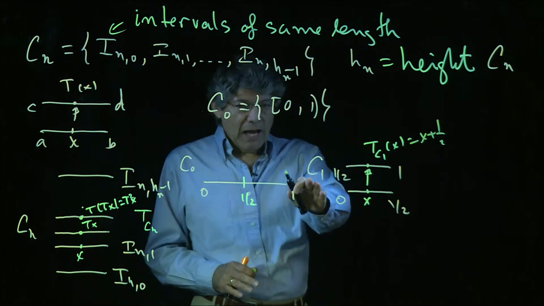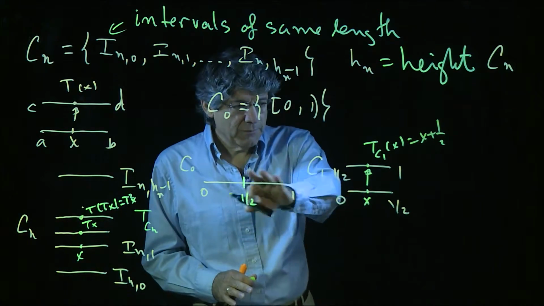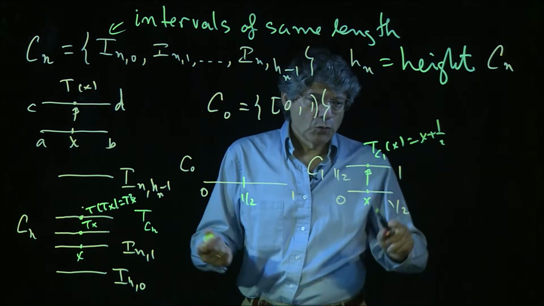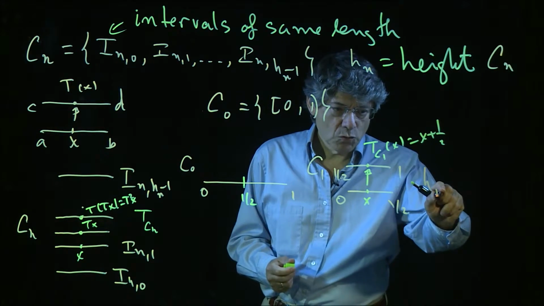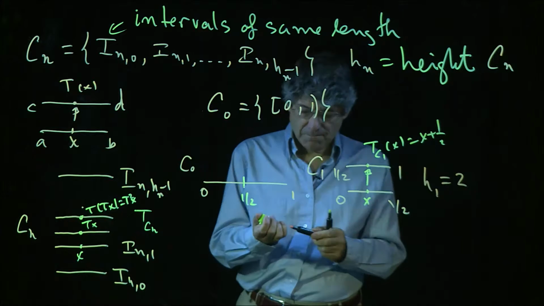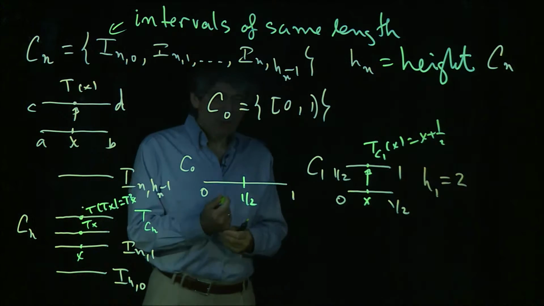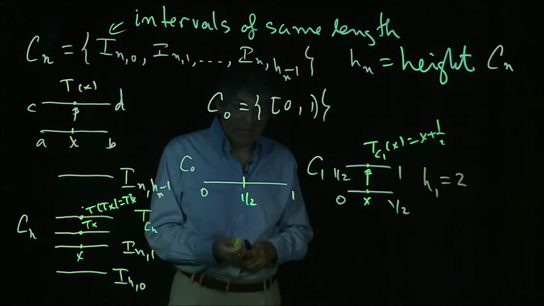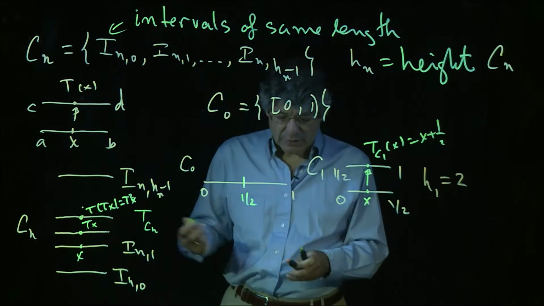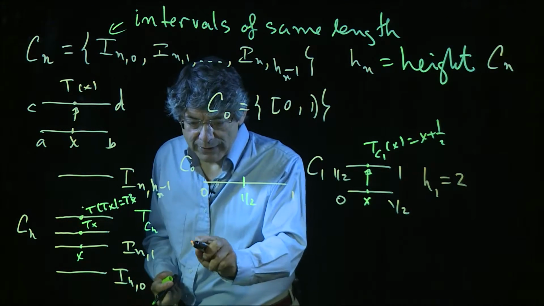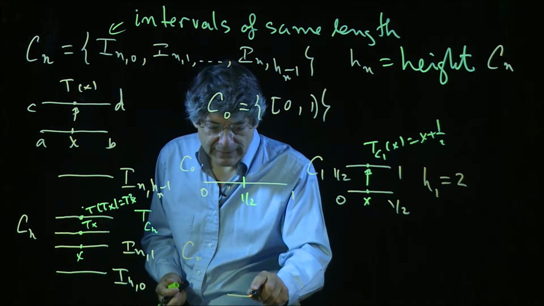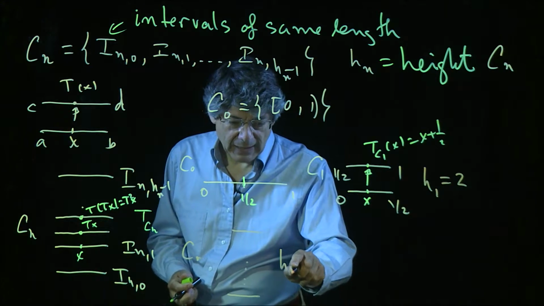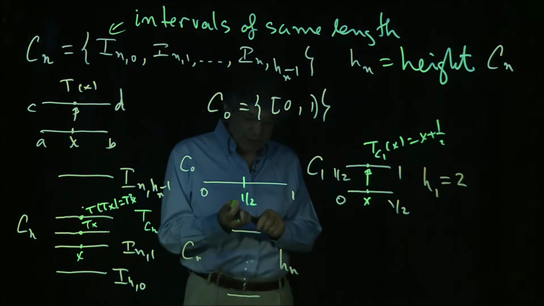So C1 has been obtained from C0 by the process of cutting and stacking. And we already have here a column, and we can talk about its height, h1. This has height 2. All right. So now we're going to define the inductive step. The inductive step assumes that we're given a column Cn of height hn. So here are the levels, and this is Cn, and it has hn levels.